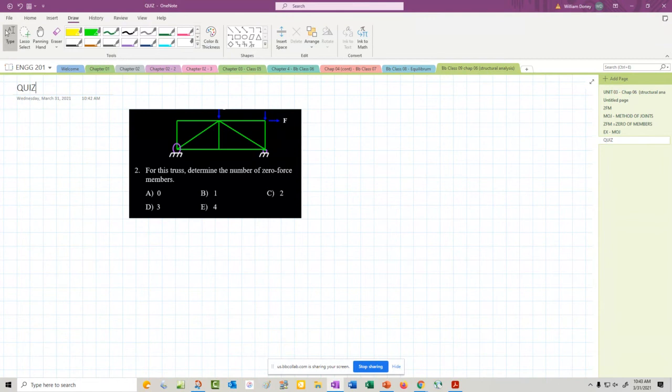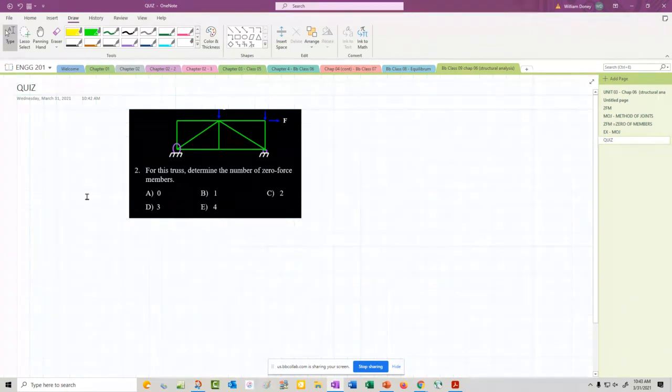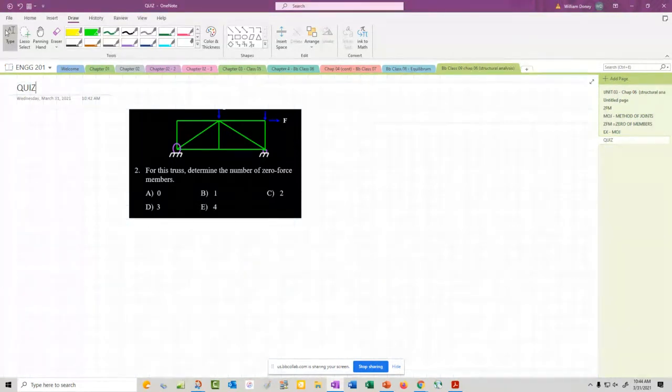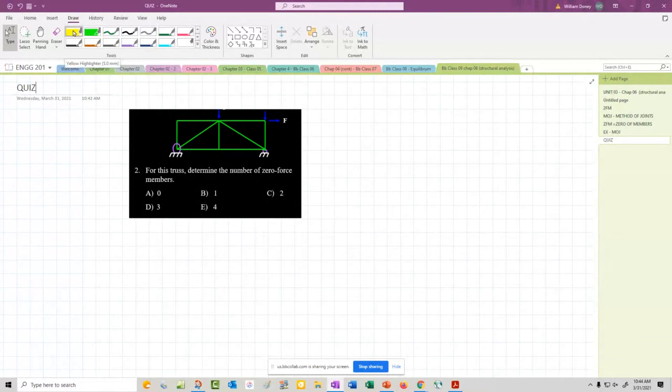All right, anybody have a guess they're willing to stick their neck out there? I'm seeing two, I'm seeing D, so that's three. I see another three. Do I hear a four? A four? Anyone? Bueller? Like an auction almost. Let's walk through it. I'll see if I can highlight these as we go through. All right, again, we need where two members come together and there's no external force.